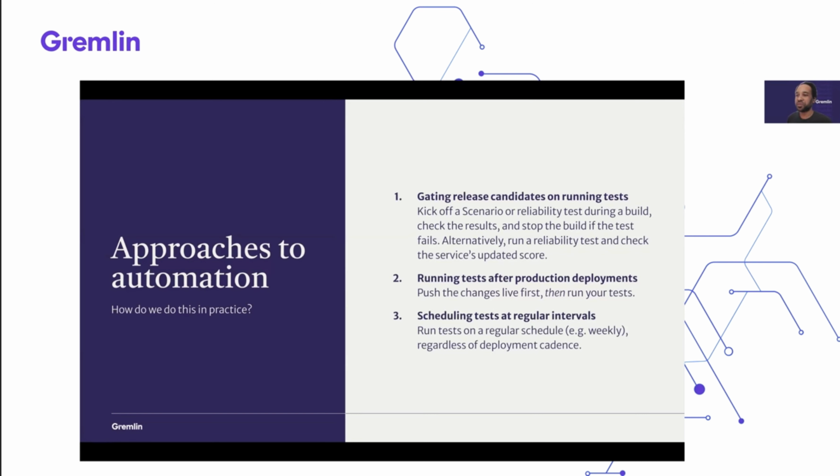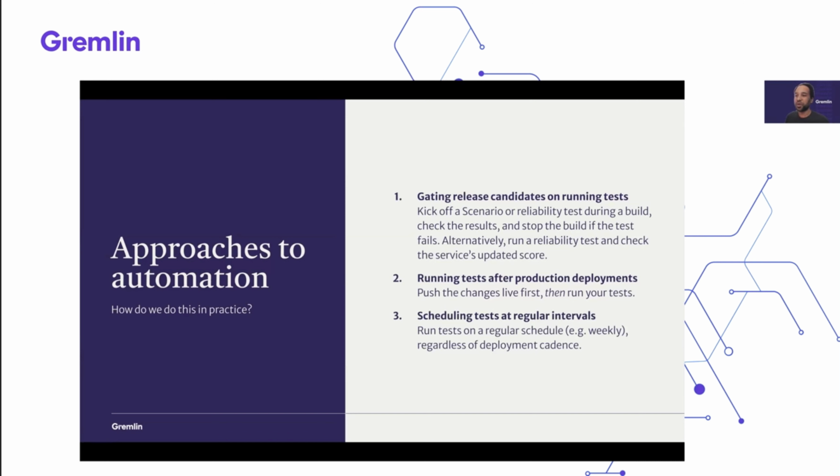So what you would do is you'd use the Gremlin API again to kick off your reliability test suite. And once it's done, get the reliability score for your service, compare it to a threshold, let's say 80% or higher. And if it's so, let it continue to production and let the deployment process complete. Otherwise, you would stop the build so you avoid pushing defects or reliability issues into production.